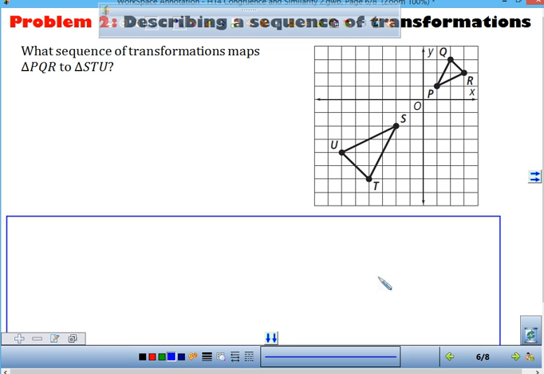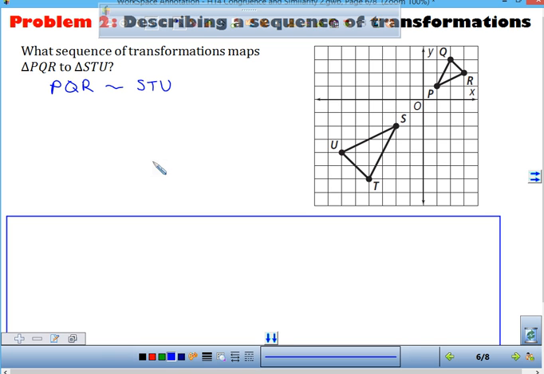We can talk about this one. Okay, this one says, what sequence maps PQR to STU? PQR to STU. Start by writing what? Good. Your similarity statement. That's what that's called. Okay, so we're going to say PQR is similar to STU. PQR is similar to STU. Write your similarity statement first.